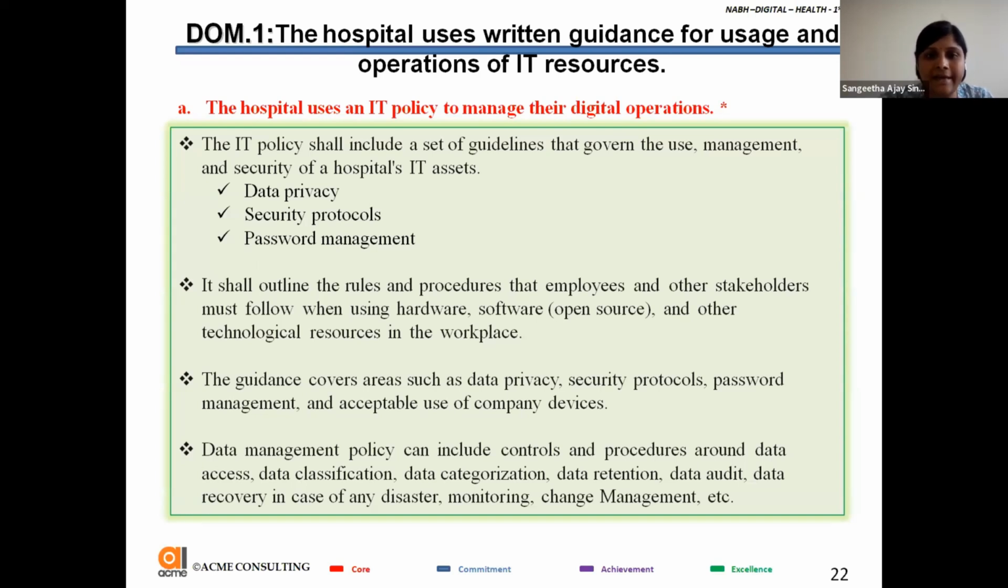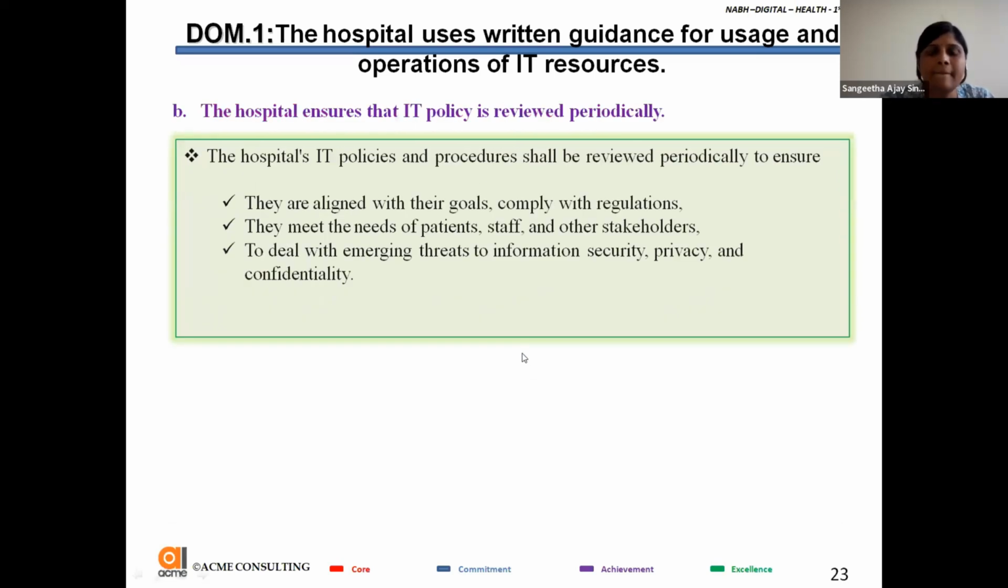And the policy and procedure does not talk about data privacy alone. It should also lay down guidelines on which staff or employees are using which machine, which equipment, and which software. This guidance will also cover the data privacy and security protocols. Once the IT policy is laid down, it should be periodically reviewed, like any other policy in the NABH standards, where every policy and procedure is reviewed periodically. Likewise, this IT policy should be reviewed periodically.